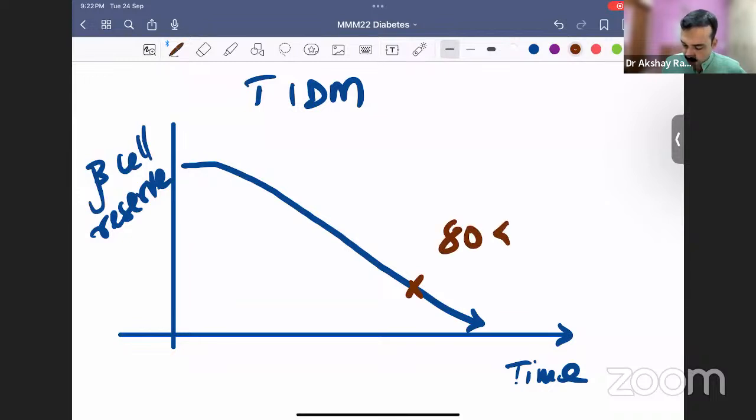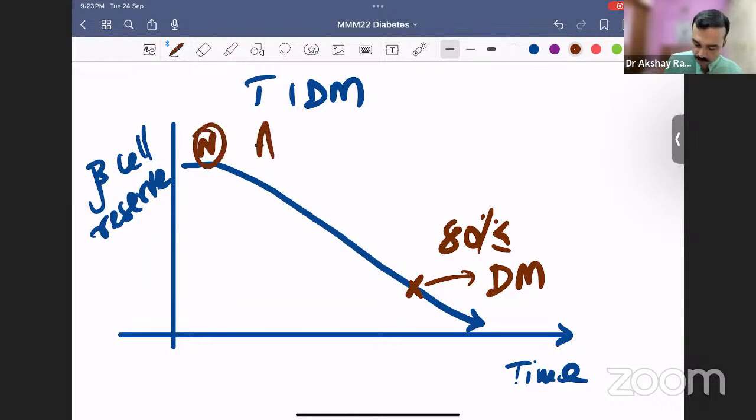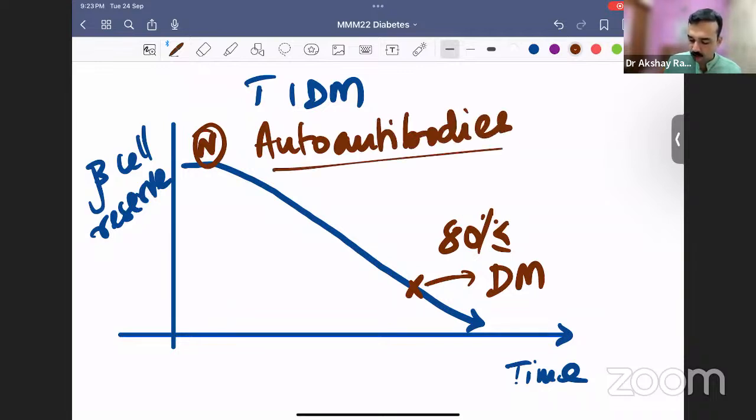When more than 80% of beta cells have been destroyed, that is when the person actually ends up developing diabetes mellitus. So there's a big lag. They'll have autoantibodies present at this stage itself. This will be normal beta cell reserve. They'll have autoantibodies present, and that indicates the person has an autoimmune process, probably affecting the pancreas and causing cell-mediated destruction of the beta cells. Yet the insulin production may be coming down, but it's not enough to produce diabetes until 80% of the beta cell reserve is totally lost. Only 20% is surviving, then they'll develop symptoms.